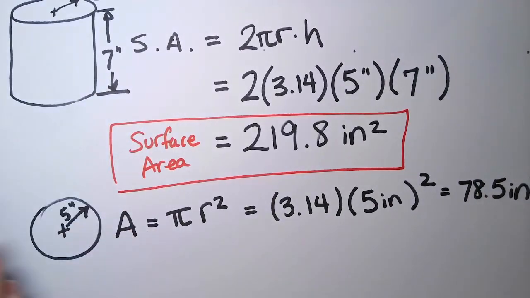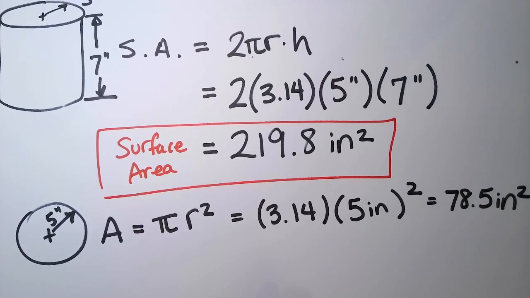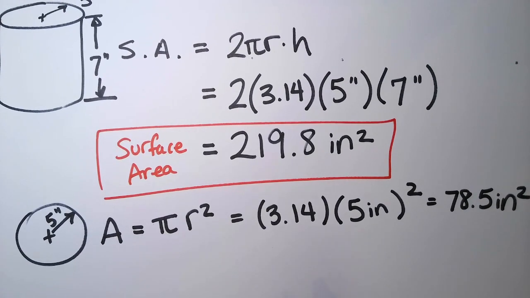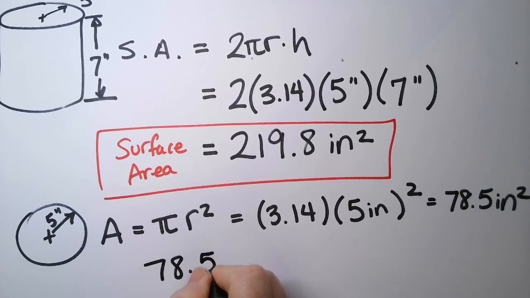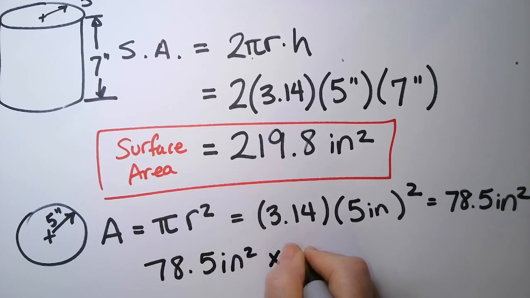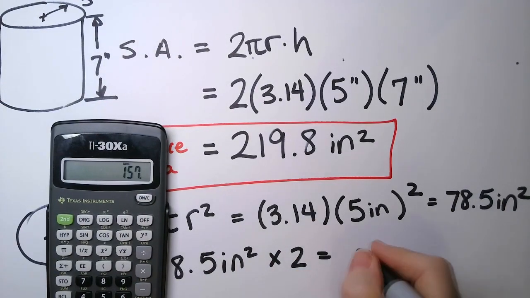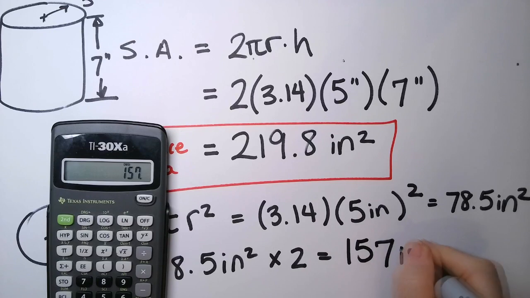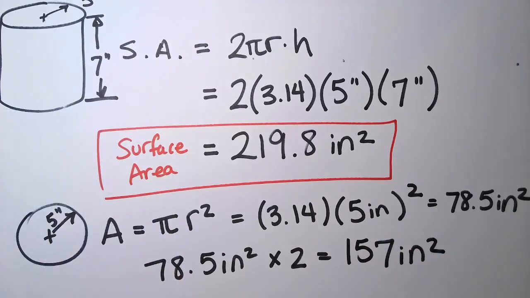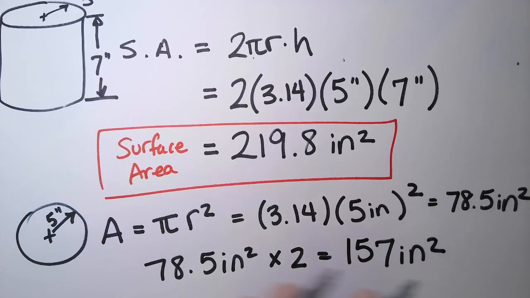But there's two of them, right? Because we have a top and a bottom. We have a lid and a base. So we're going to multiply this number by 2. So 78.5 square inches times 2. Just multiply by 2, and I get 157 square inches. So this is for the top and the bottom.